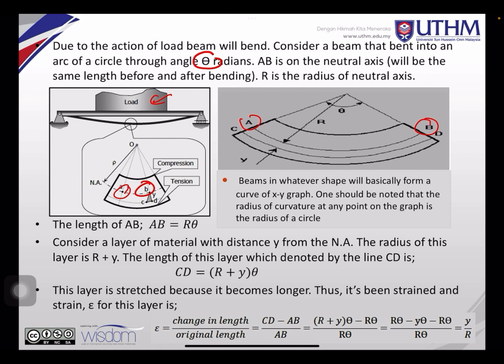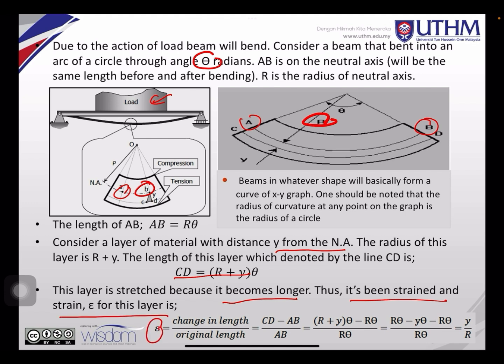So R is the radius of the neutral axis. The length of AB equals R theta. Consider a layer of material at distance Y from the neutral axis. The radius of this layer is R plus Y. When you substitute, CD equals (R plus Y) times theta. So this layer is stressed because it becomes longer, and that gives strain.